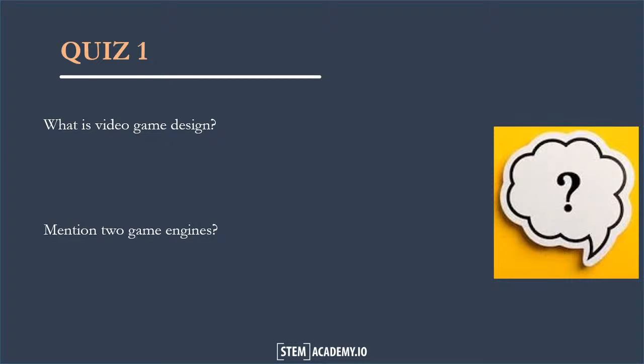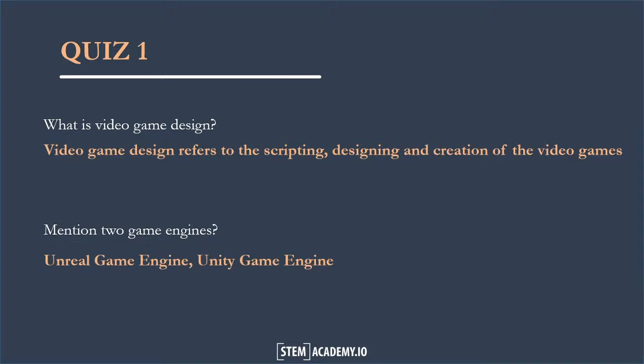Alright, before we go on, let's take a short quiz. What is video game design? Mention 2 game engines. Video game design refers to the scripting, designing, and creation of video games. Unreal game engine and Unity game engine are examples of video game engines.